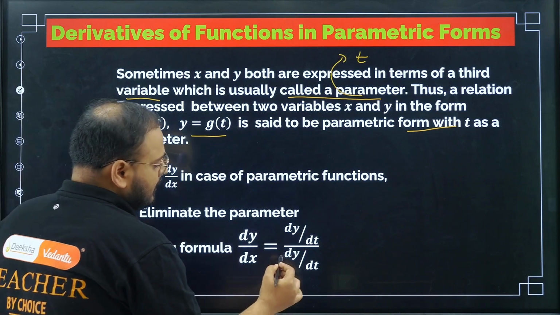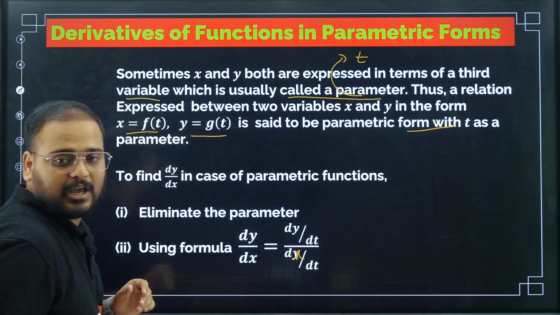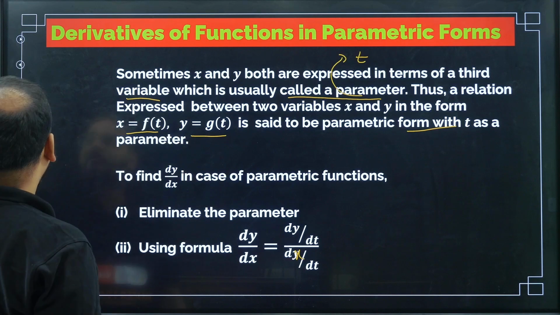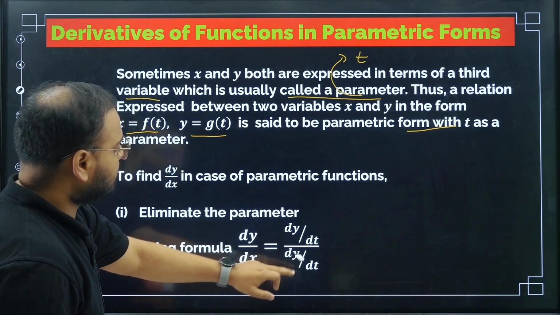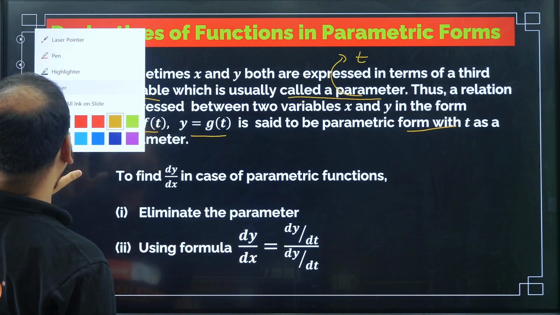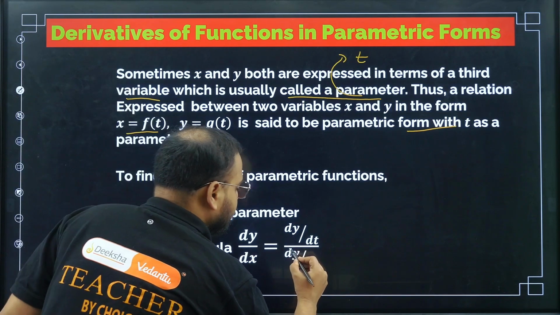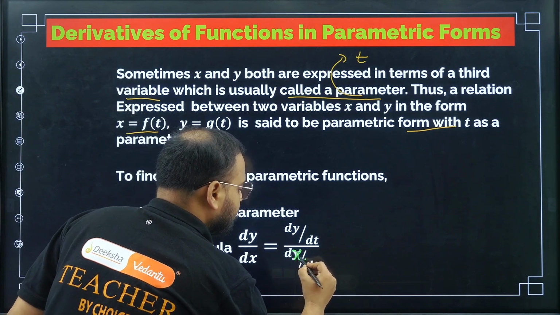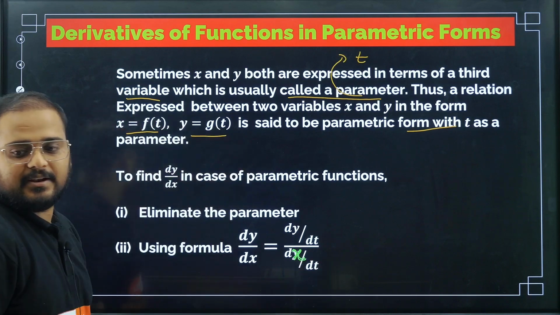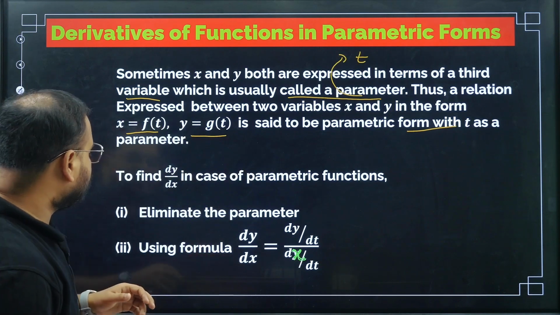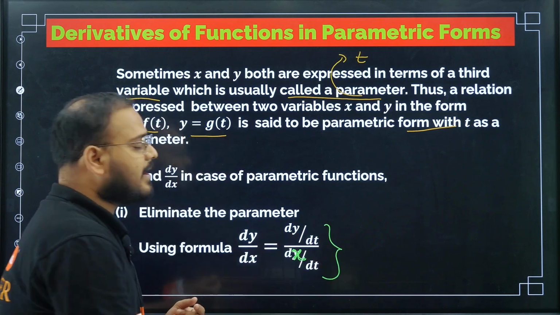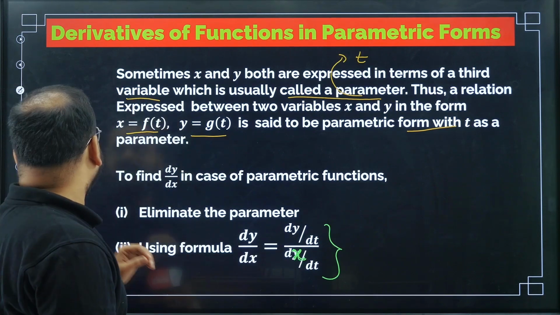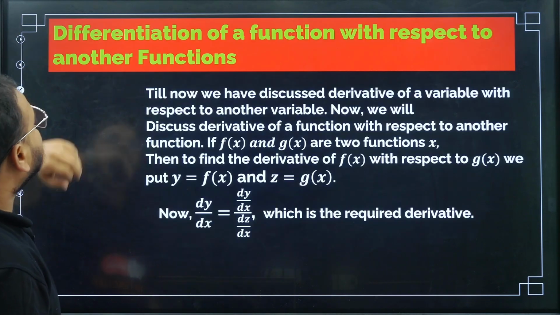Okay, this dx is incorrect. I hope this is visible. If it is not visible, let me rewrite it. So simply this is dx by dt. So using this formula, dy by dx can be written as dy by dt upon dx by dt. Okay, let's move on to the next set of properties.